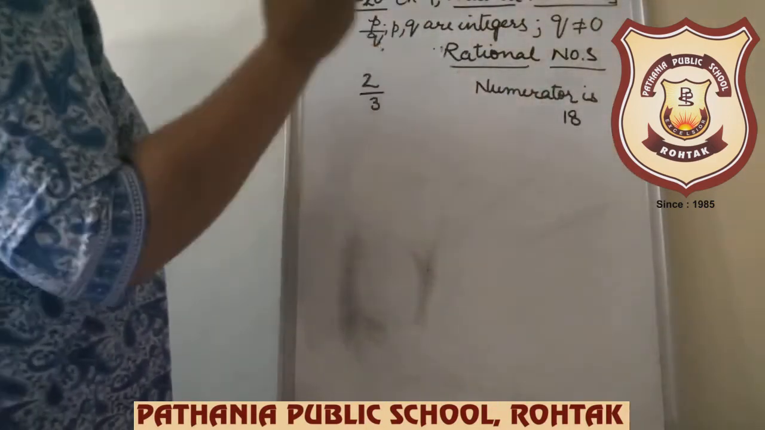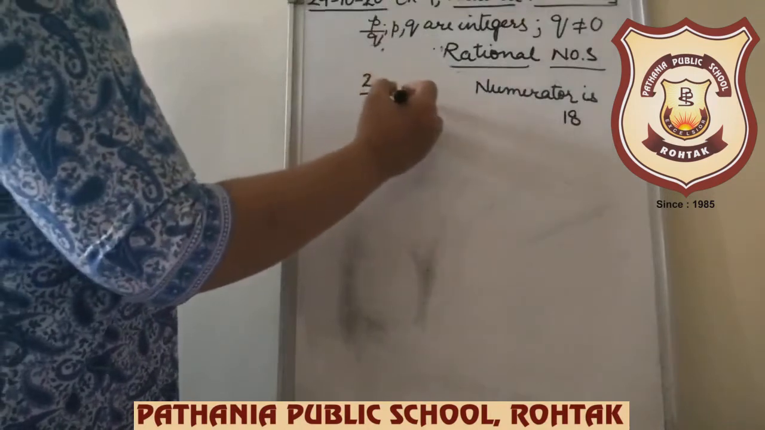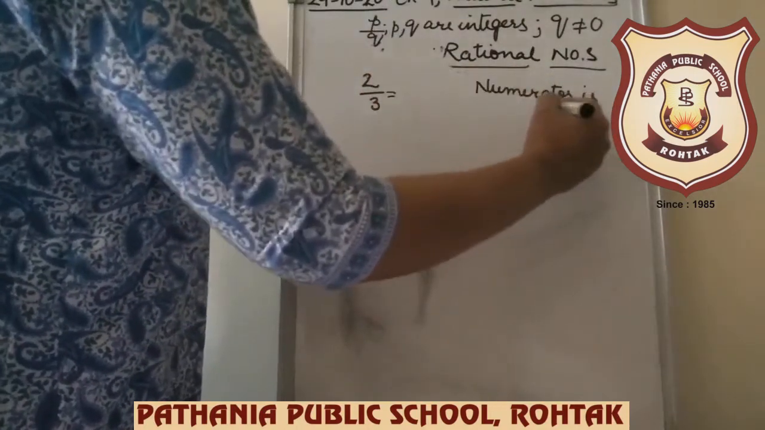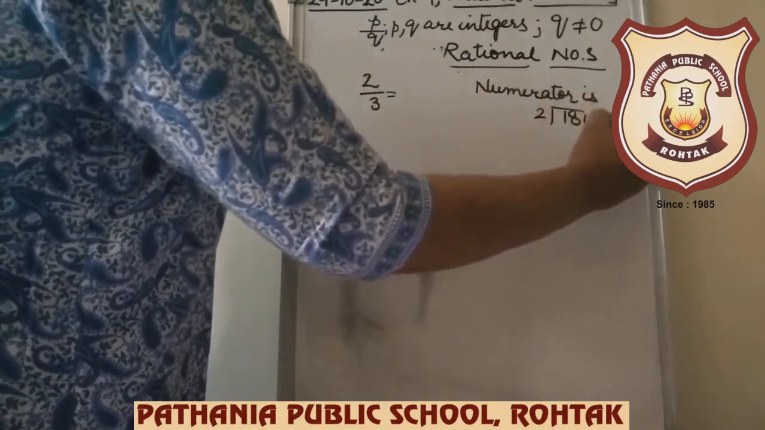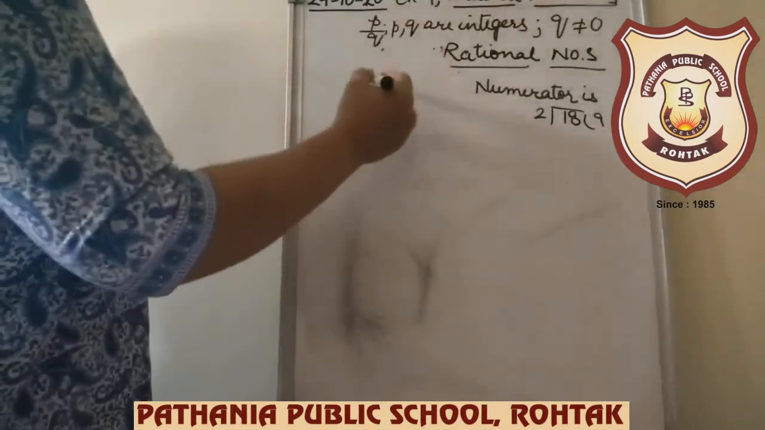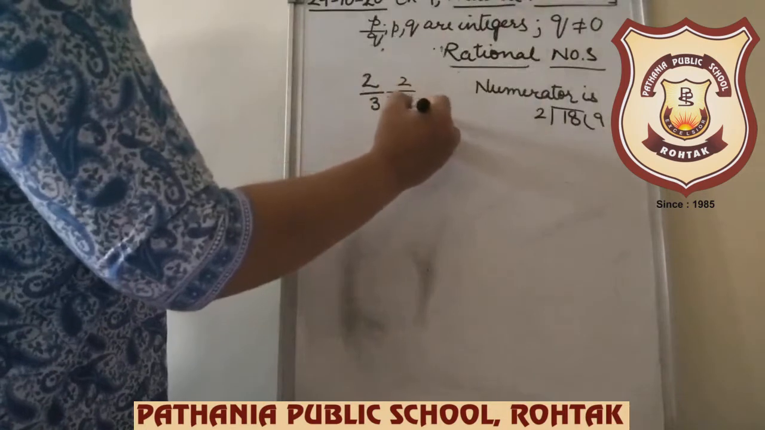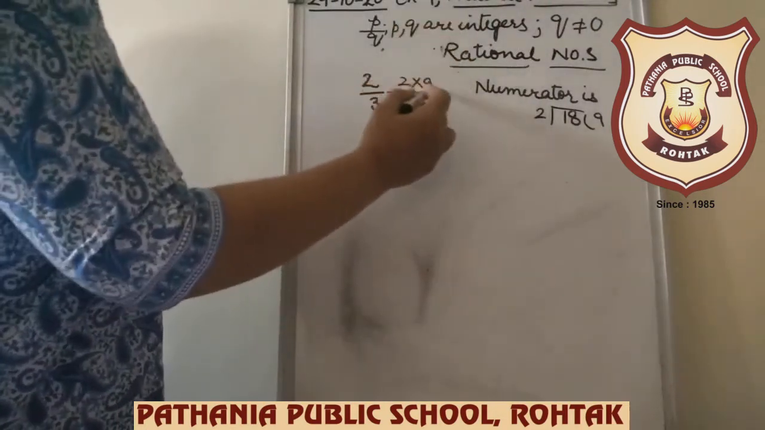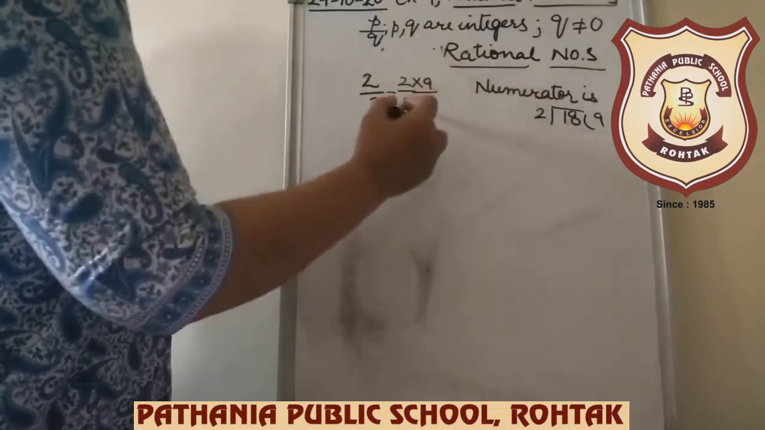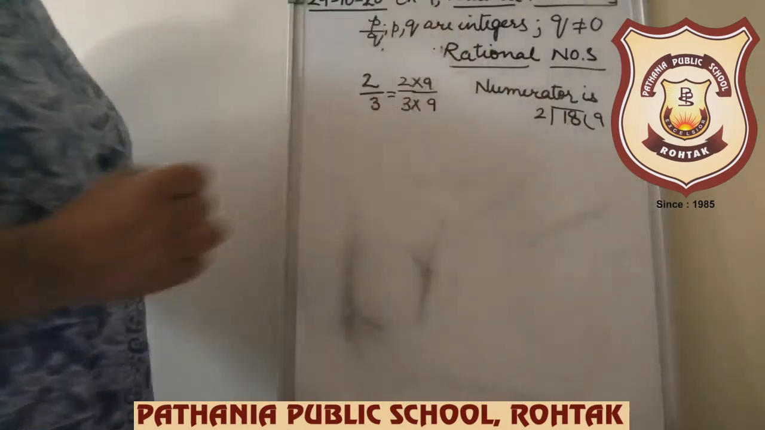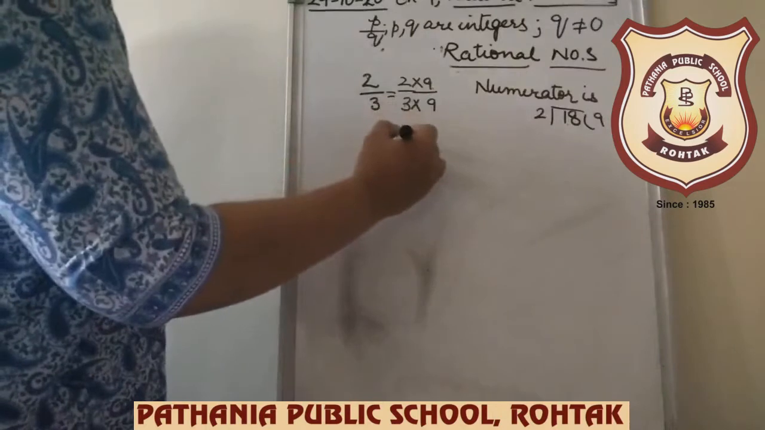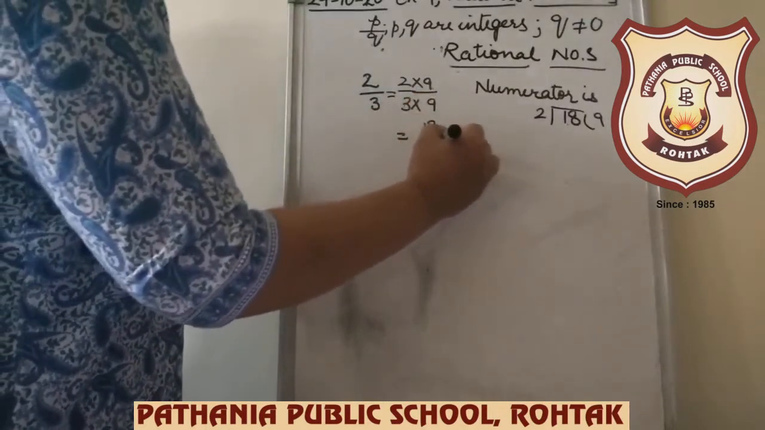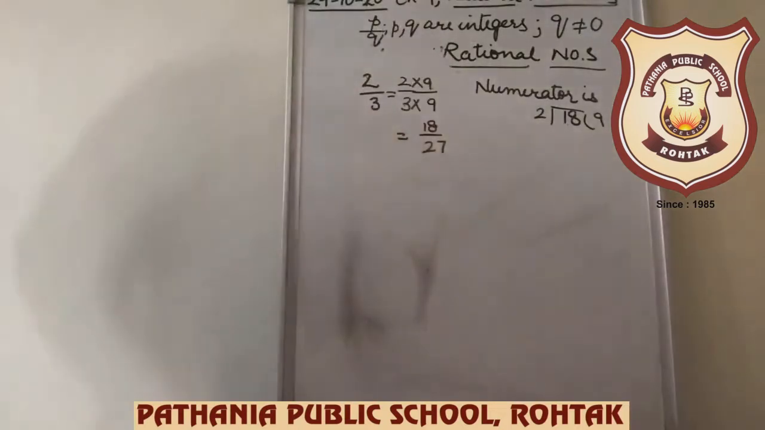So how will you do it? Now here you have to make the numerator 18. So divide 18 by 2. The quotient is 9. So 2 upon 3, you will multiply the numerator with 9, then you will get 18. So here the denominator has also to be multiplied with 9. So it becomes 18 upon 27. Clear?